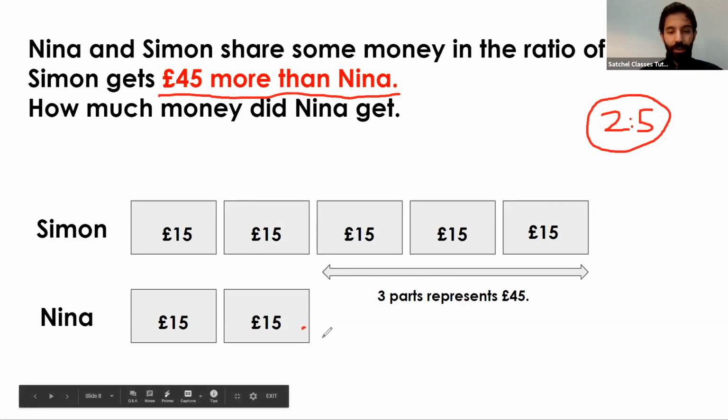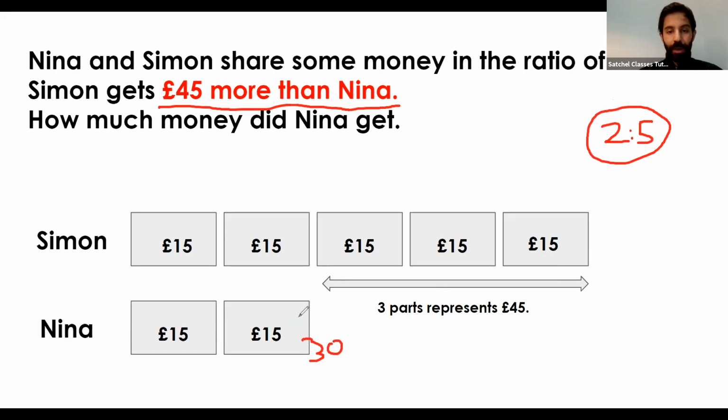The difference between the two should be 45. So this is a total of 30. This is a total of 75. And the difference is the £45 that we are told, because 75 take away 30 is equal to 45. And we're told Simon gets £45 more than Nina.